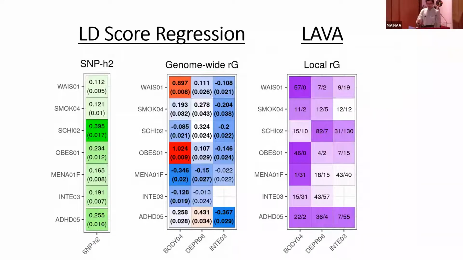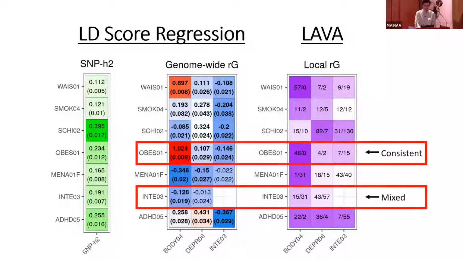So on to some results. This shows estimates of SNP heritability and genetic correlation from LD score regression and compares them to estimates of local genetic correlation from LAVA. So I want to highlight 2 scenarios. Looking in the top box highlighted in red, I'll show you the pointer. So we can see here, this is the genetic correlation estimated by LD score regression between obesity and body mass index, and there is a strong genetic correlation of approximately 1.